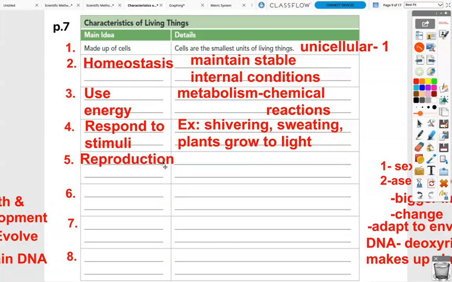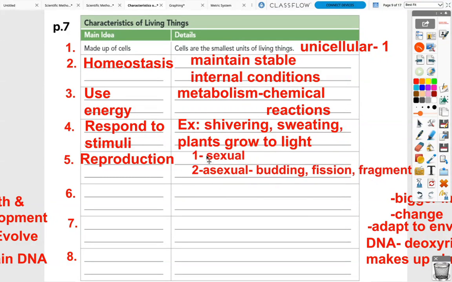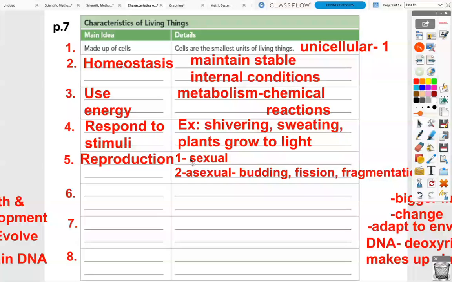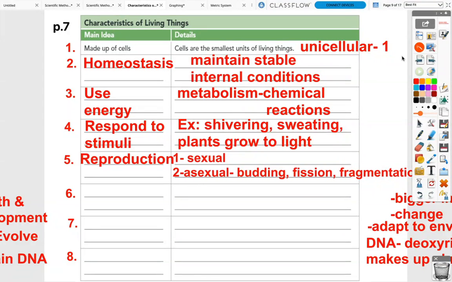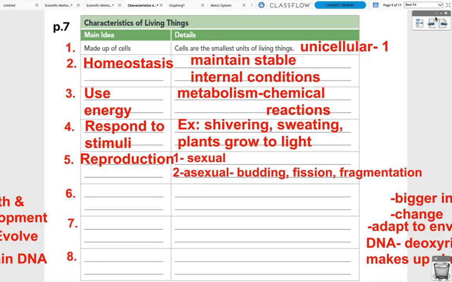Reproduction. This is where scientists differ with their estimation of viruses as being living things. So all living things have to be able to reproduce, but viruses cannot reproduce on their own. Viruses have to have another cell to be able to reproduce. So that's where they sort of differ with the normal definition of reproduction.